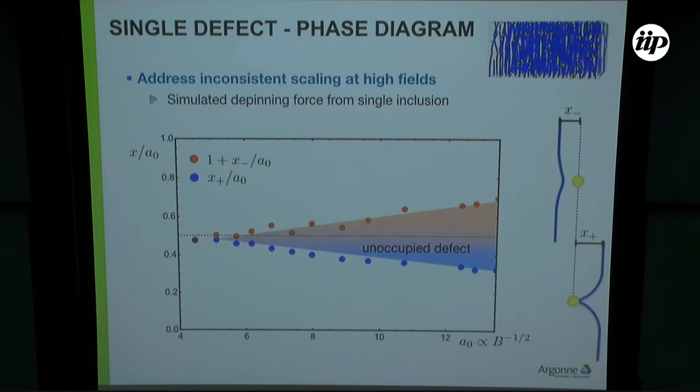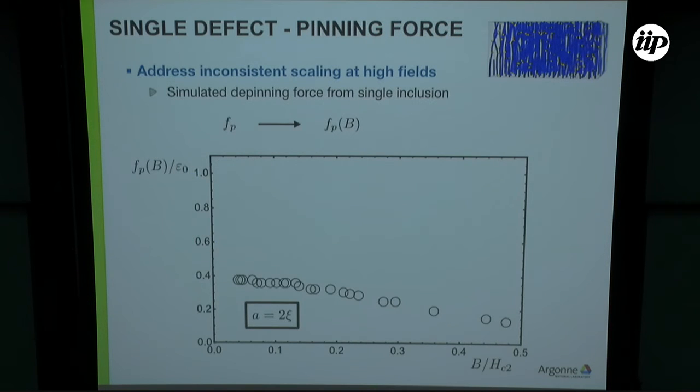And this is also reflected in the pinning force that we observe. So we see that the pinning force is actually a function of the magnetic field. So the naive expectation that we just have one pinning force characterizing the defect is no longer true. We have to account for the effect of the next vortex, which is pushing from behind and kicking out the first vortex. This reduces the pinning force, and this leads to a field-dependent pinning force.